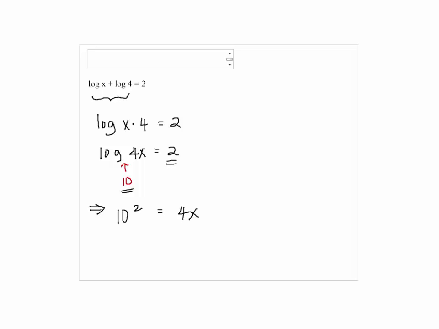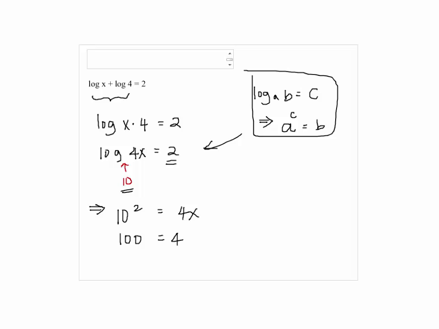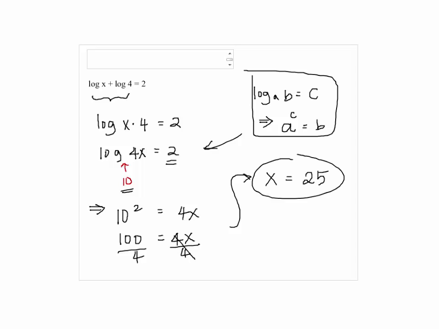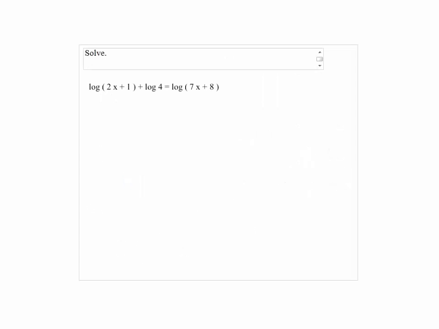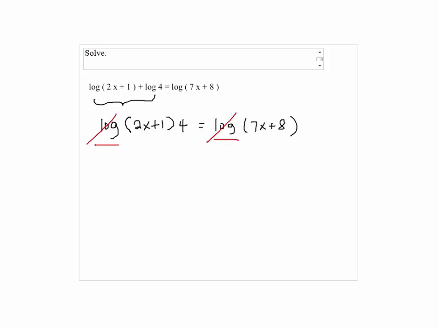Solve: log x plus log 4 equals 2. On the left-hand side, we can combine these two logs using the product rule. So we have log of x times 4 equals 2, which is log of 4x equals 2. If you don't see any base, it means we have base 10. So we can change the log form into an exponential form. So we have 10 squared equals 4x. Just note that log base a of b equals c is the same as a to the c power equals b. So 100 equals 4x. By dividing both sides by 4, we get x equals 25.